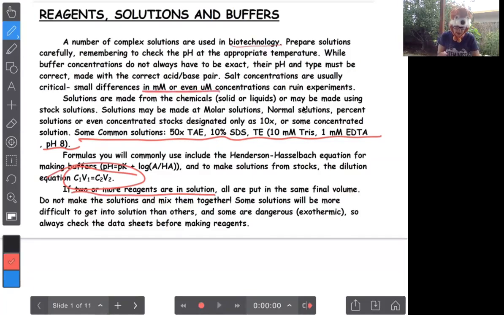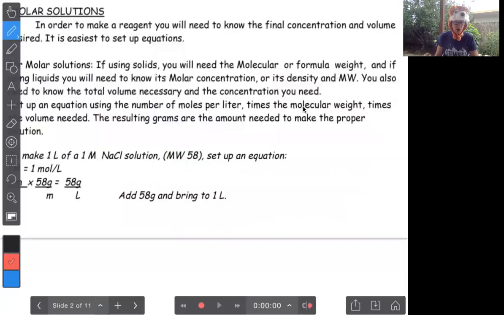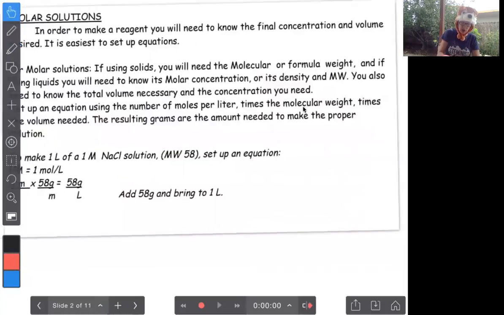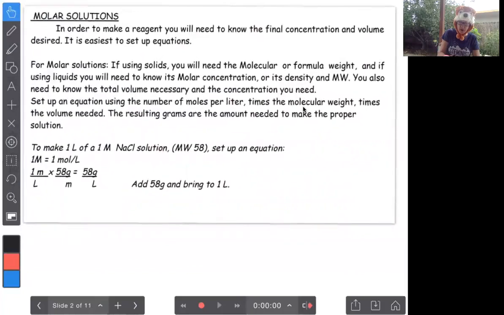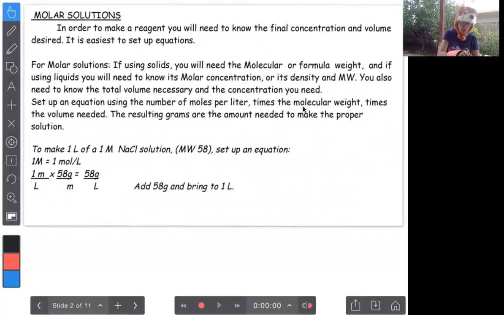All right, so we need to know stuff to do biology in the lab. Let's see what we have. Let's start with molar solutions. Let's try to remember some chemistry. So we need to make a reagent, and in order to figure stuff out, you need to know what you're going for. What is your final concentration and what volume do you want? That way you can set up your equation.